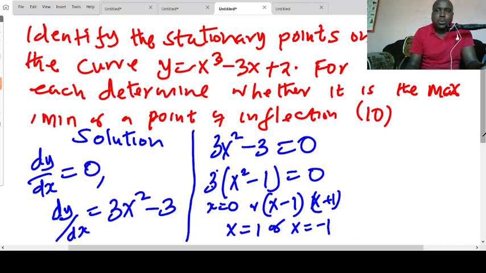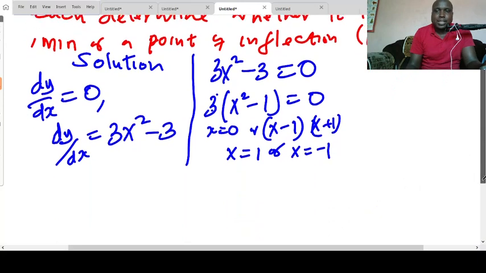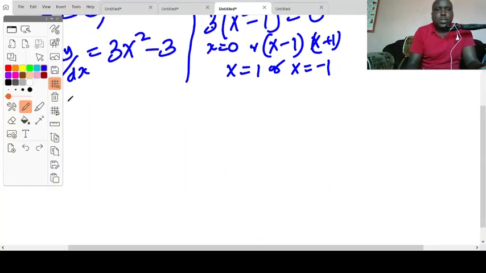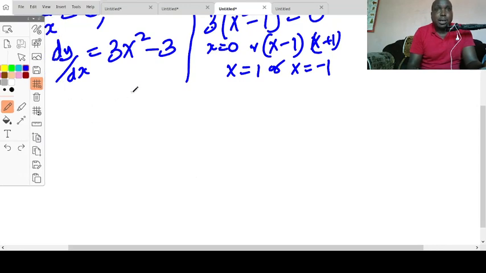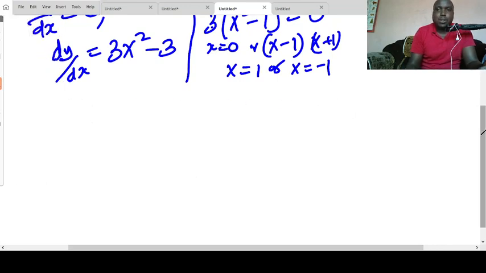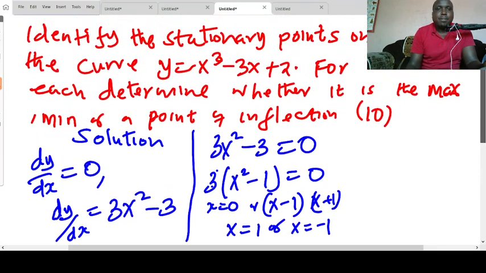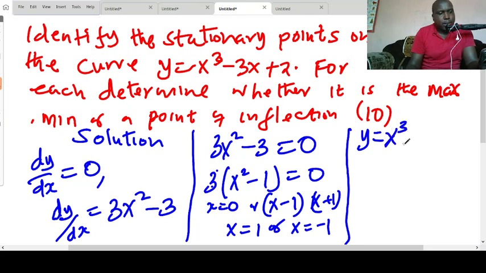So we need to find now the stationary point. To get the stationary point, we have the values of x. How do you get a point? You take the values of x and substitute on the function. Our function is y is equal to x cubed minus 3x plus 2.